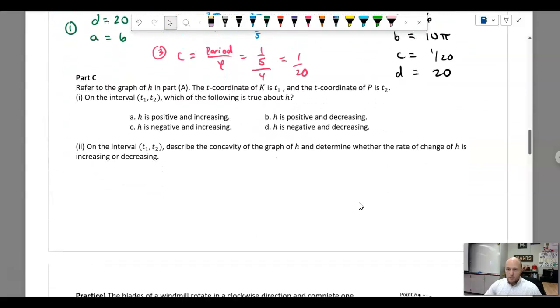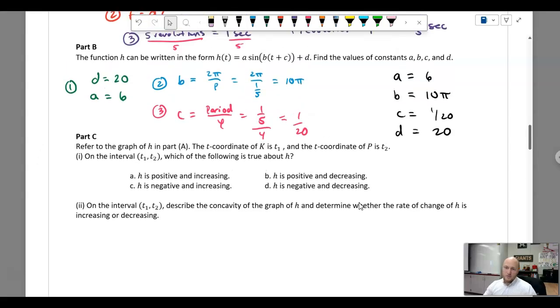All right, part C. I really like these ones. On part C, it's a multiple choice question, essentially. They say, refer to the graph of H in part A. The t-coordinate of K is T1, and the t-coordinate of P is T2. On this interval, which of the following is true about H? They say H is positive and increasing, negative and increasing, positive and decreasing, negative and decreasing. You have to select one.